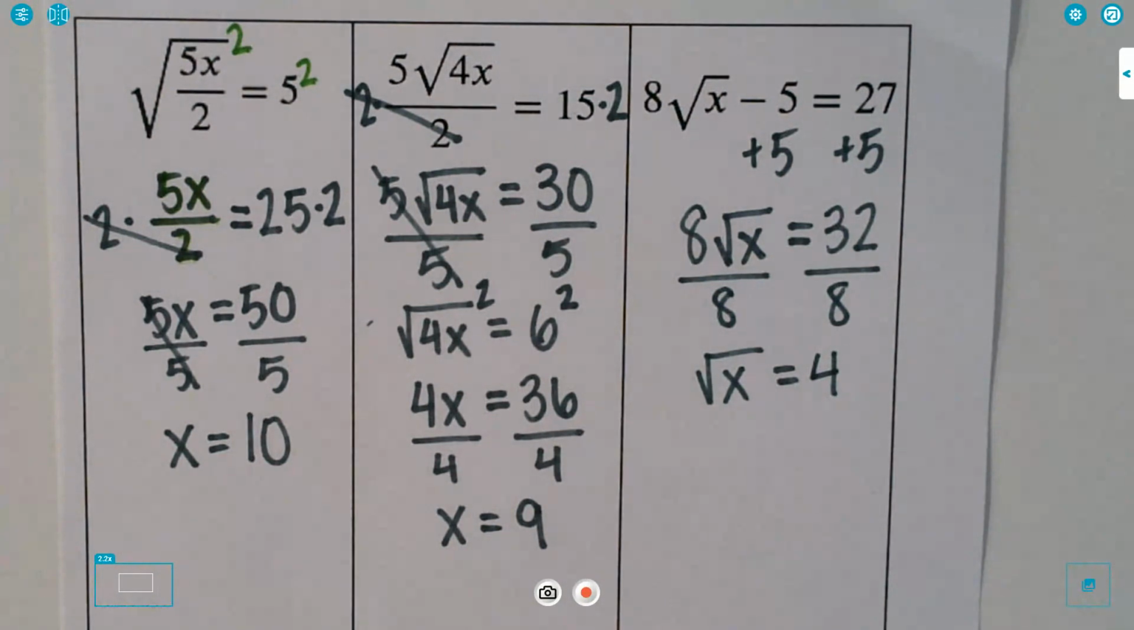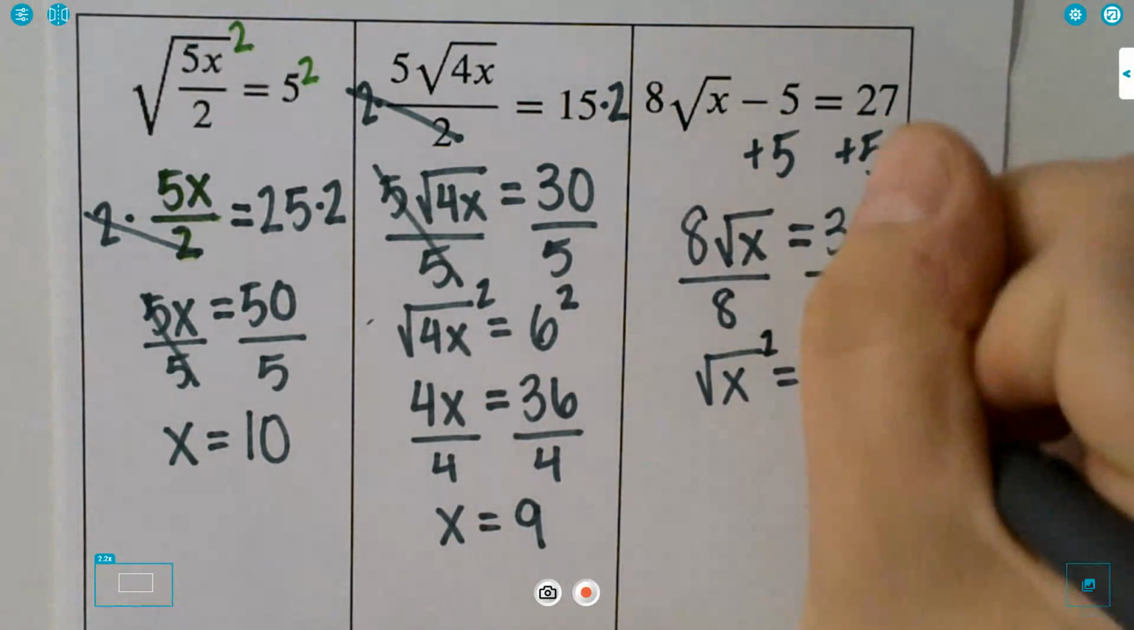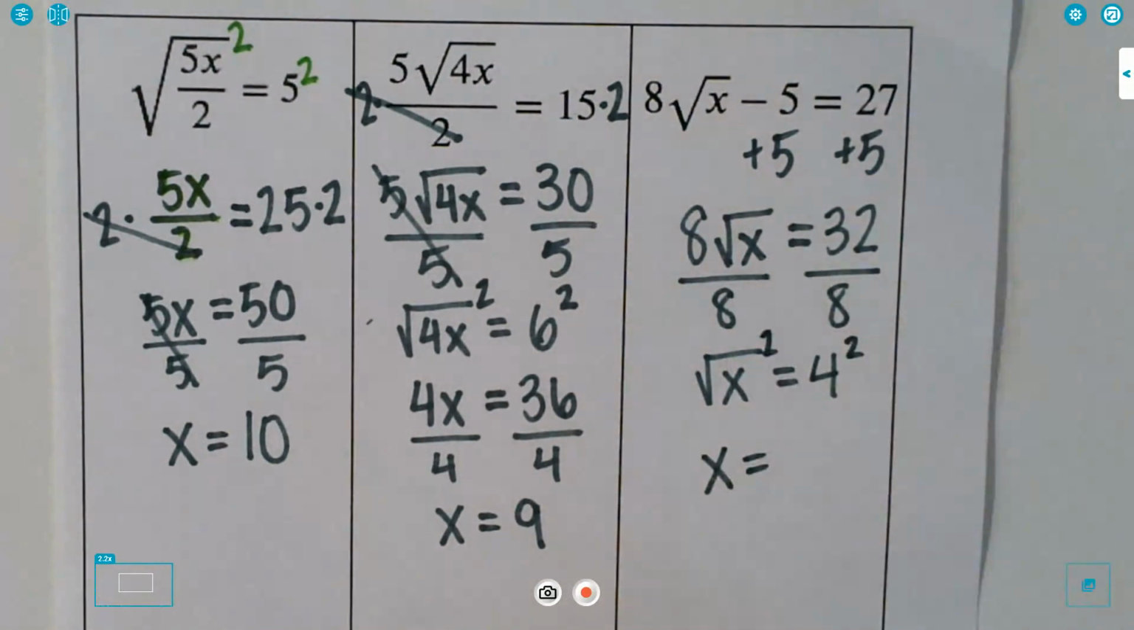Okay, and then the last thing that we're going to do is we're going to get rid of that square root. We get rid of square roots by squaring both sides. So we'll square the left side of our equation, we'll square the right side of our equation. Square root and square cancel. So I've got x equals, what is 4 squared? 16. Awesome.